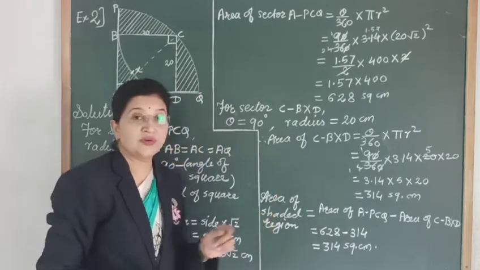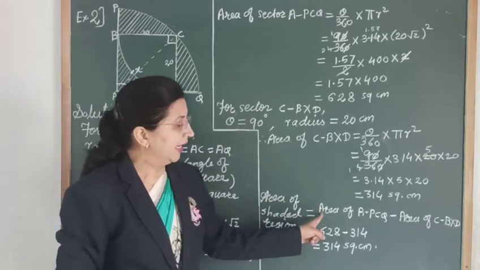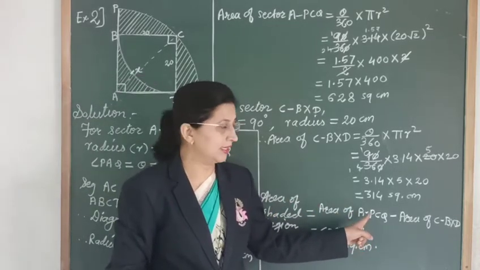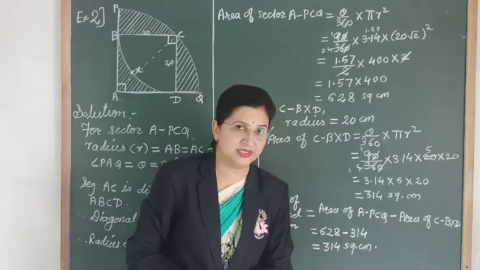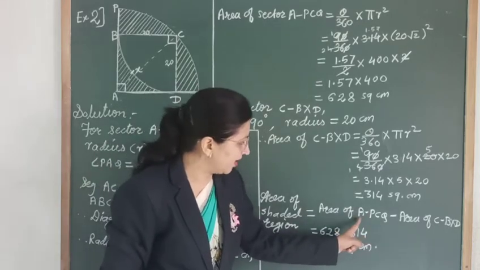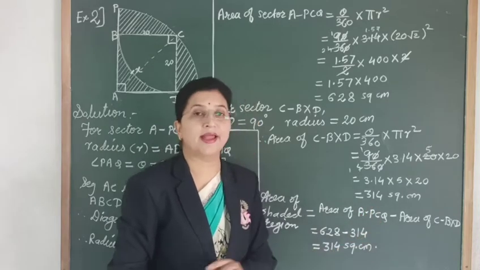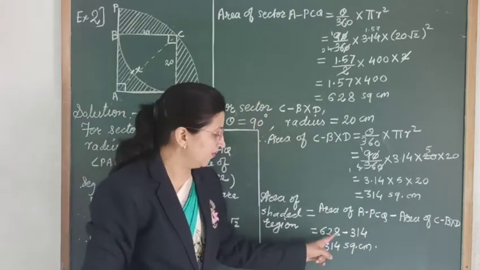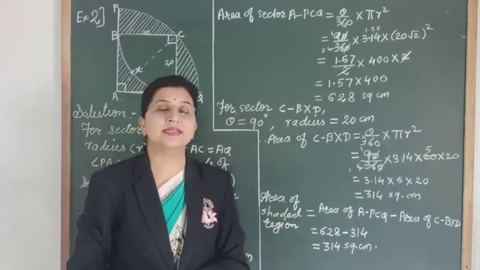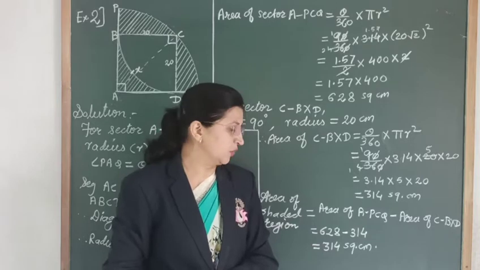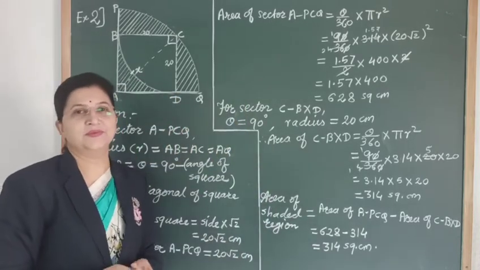Okay. So we are asked to find the area of the shaded region. So area of the shaded region is equal to the area of the larger sector, that is A' PCQ, minus the area of the smaller sector, that is C' DXD. So let's put the values. Area of the larger sector is 628 minus area of the smaller sector is 314. So we get the difference between them as 314. So in this way, the area of the shaded region is equal to 314 square centimeter. I hope this solution is clear to you.